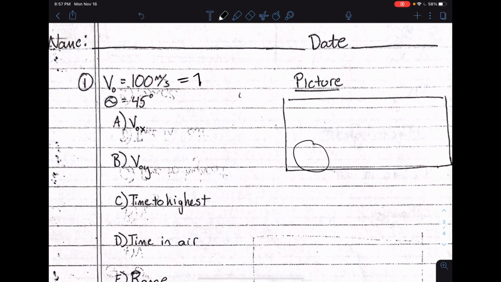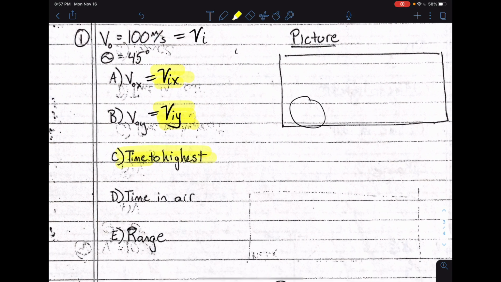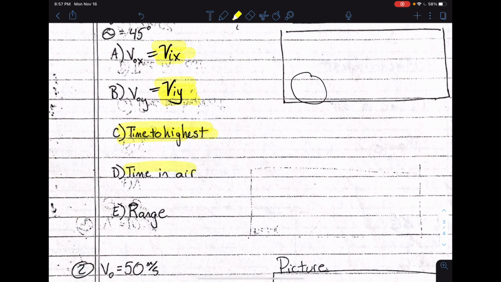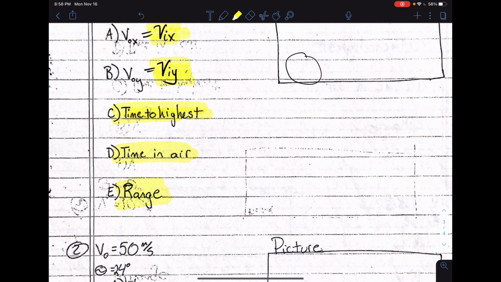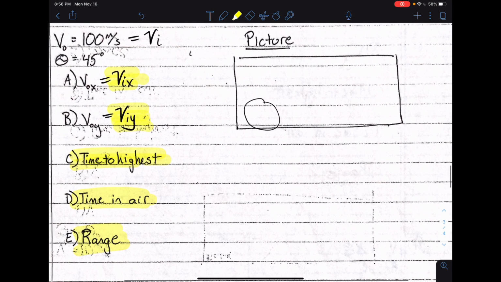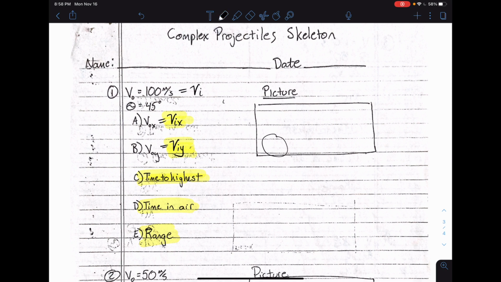They used V naught. This is really just Vi. And this is really just Vix. And this is really just Viy. So if you don't like the not symbol, you don't have to use it. But we're being asked to solve for part A, Vix, part B, Viy, and part C, time to the highest point. Okay, that's going to be halfway, right? Time in the air, that's going to be the total time. And then the range, how far it traveled to the right, we'll say, because we're going to have these projectiles go up and right.